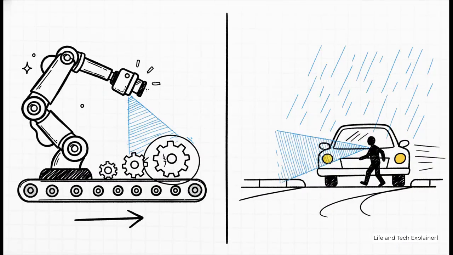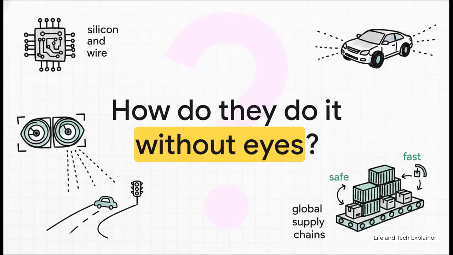I mean, just think about this for a second. A robot on a super busy factory floor can scan a fast-moving conveyor belt and spot a microscopic scratch on a tiny component in 0.1 seconds. Or consider a self-driving car navigating a chaotic city intersection. It can perfectly identify a pedestrian stepping off a curb in the pouring rain at night. And both of those examples, they're using the exact same underlying technology.